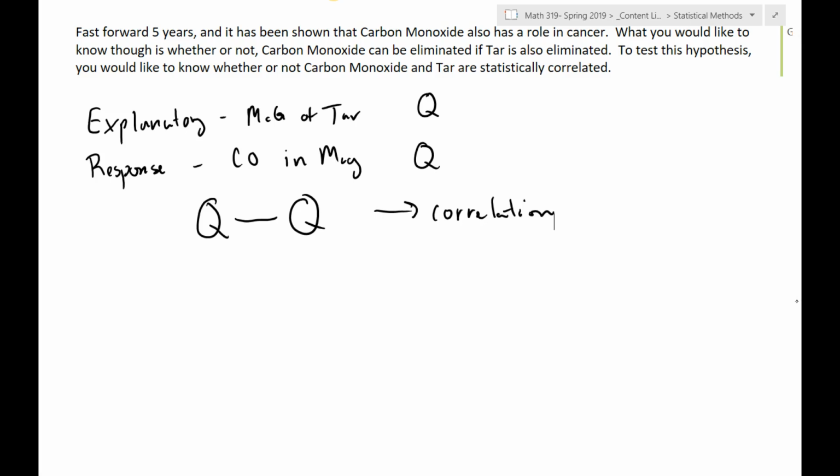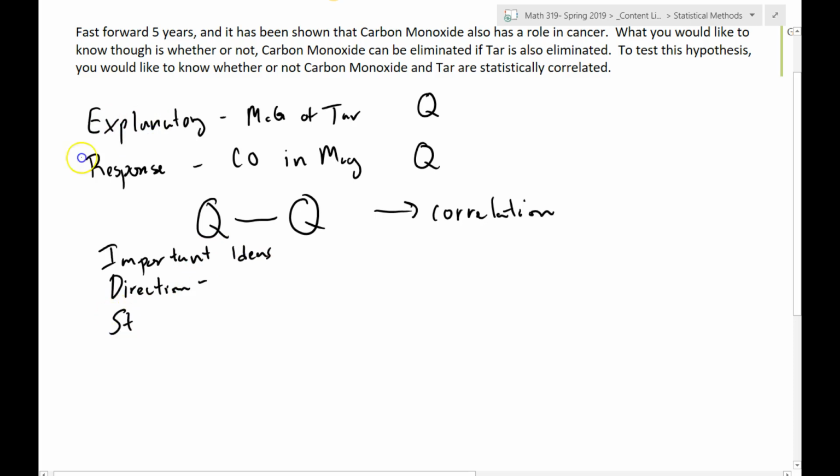So what are we looking for? Here are important ideas. We're looking for the direction of the correlation. We're looking for the strength of the correlation. And we're looking for something called linearity. This is going to tell us things about our correlation. How well related are they? Direction, strength, and linearity.